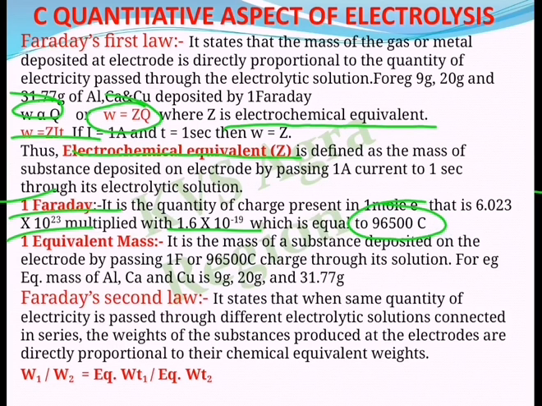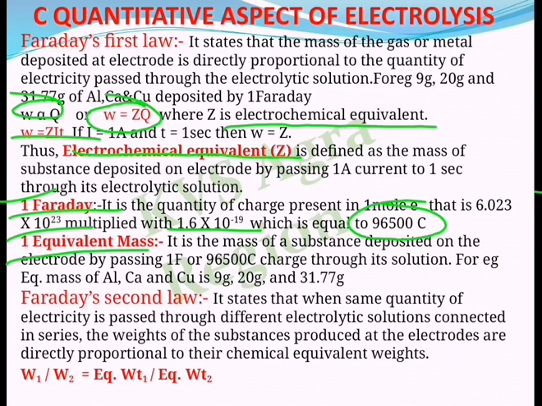With the same first law, we also get the definition of equivalent mass. 1 equivalent mass is the mass of a substance deposited on the electrode by 1 Faraday or 96500 coulomb of charge. That is, when you pass 1 Faraday charge or 96500 coulomb charge through any solution, then the mass of metal that will be deposited on the electrode, that is called 1 equivalent mass. 1 equivalent mass, that is the mass deposited of a metal by passing 1 Faraday charge.